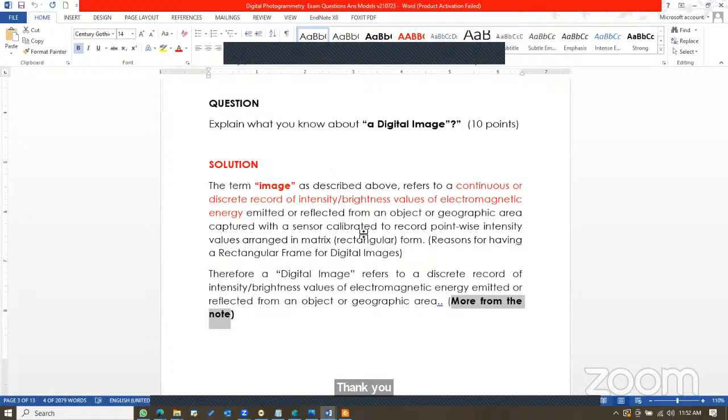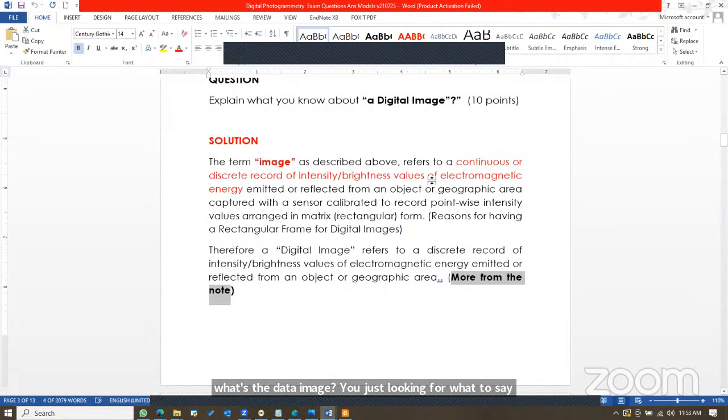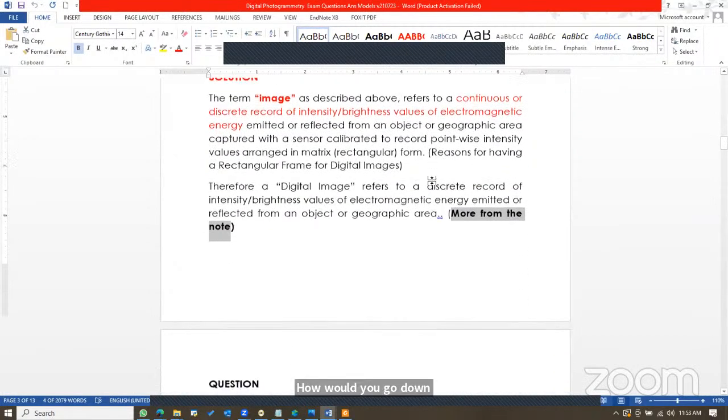So that means that if that same person is being asked in the new world that okay, you passed photogrammetry very well, so what is the digital image? He will just be looking for what to say because he didn't understand the question. That's the point. And he might even write more from the note. Are we together? Yes, sir.